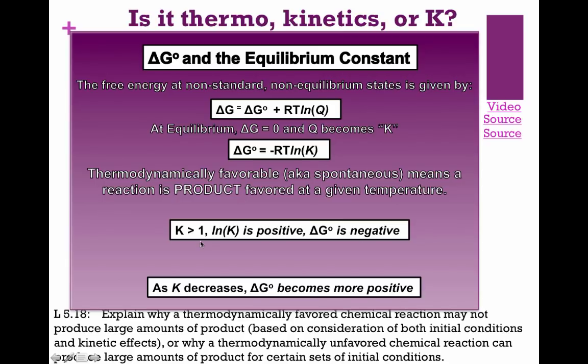And so then looking at thermodynamically favorable reactions, aka spontaneous, means a reaction is product favored, so K is greater than 1 and delta G is negative. But as K decreases, as you get closer and closer to equilibrium, delta G becomes more positive, or that's as you get further from equilibrium. So it kind of depends. When K equals 1, you're at equilibrium and delta G is 0.